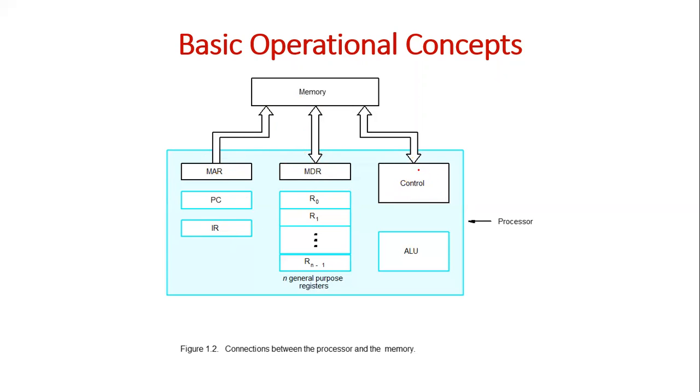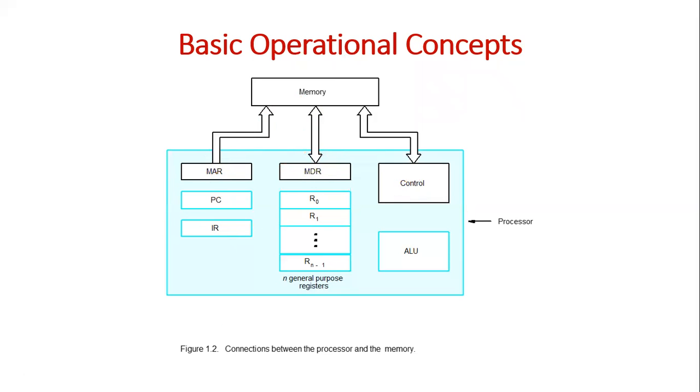And the control unit will generate the appropriate control signal, like whether a read operation or a write operation is to be done. The IR register will hold the current instruction to be executed. PC contains the address of the next instruction to be executed. And R0 to Rn minus 1 are all general purpose registers.